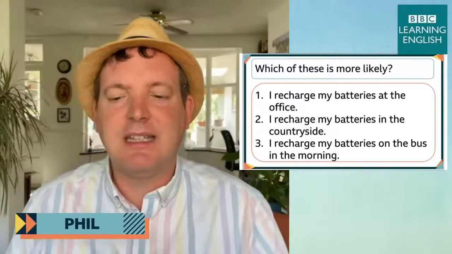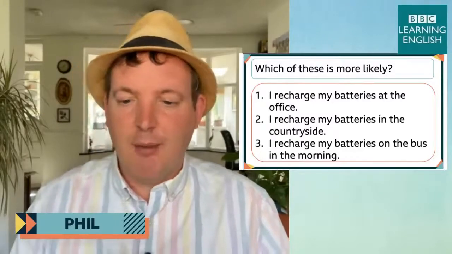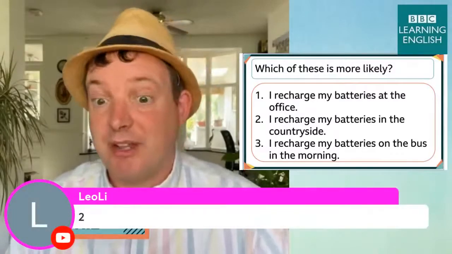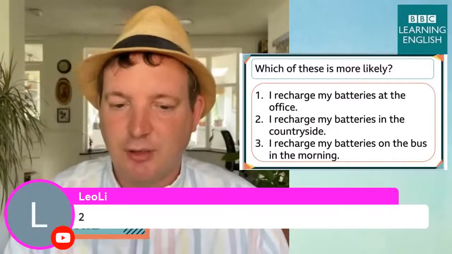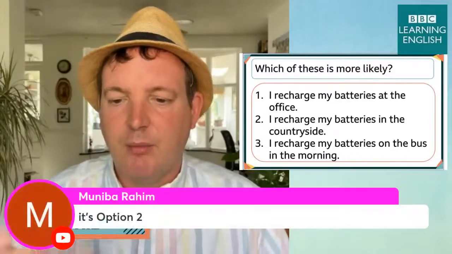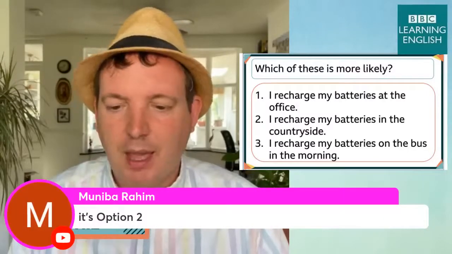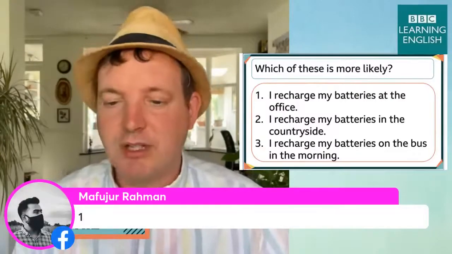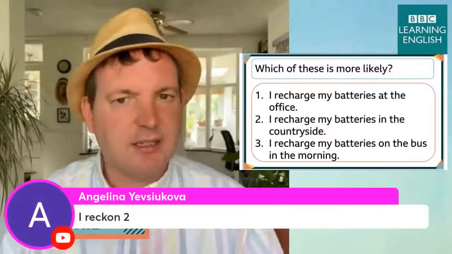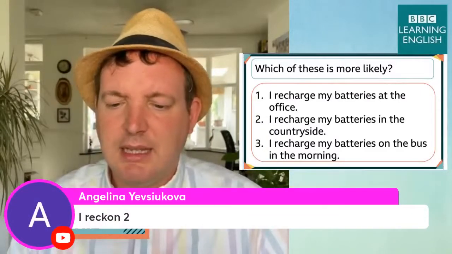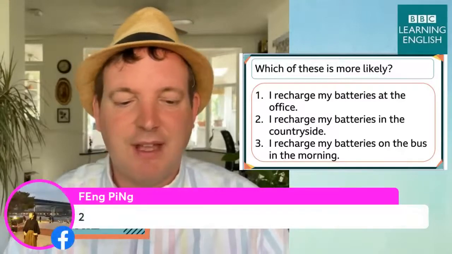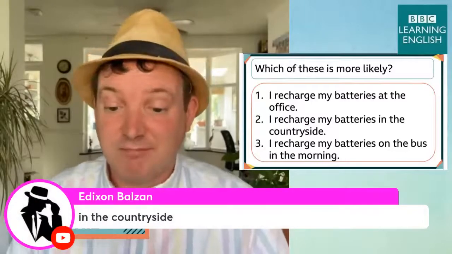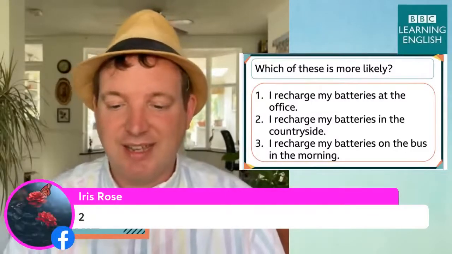Okay, let's have a look. I can see lots of answers coming in here. And I can see some different answers. So Leo, sorry if I pronounced your name wrong, saying it's number 2, to recharge your batteries in the countryside. Muniba is also saying number 2. Is anyone else saying? Mafuja is saying it's 1, to recharge your batteries in the office. Angelina thinks it's number 2. Feng is saying that it's number 2. Edixon is saying in the countryside. Iris is saying number 2, in the countryside.